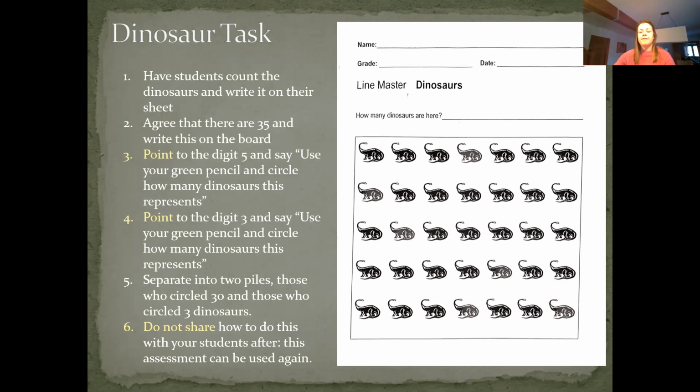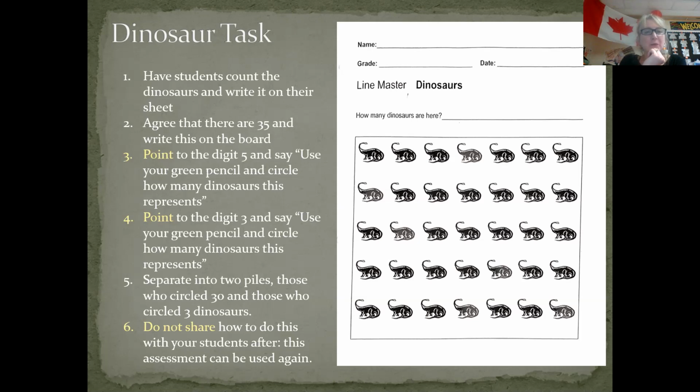You just point to the 5, and you say, with your red pencil, can you please circle how many dinosaurs this digit represents? And then you do the same thing with the 3. It's really important that we don't say 3. We just point to the digit. It's very clear with this one whether kids have place value in place or not. We're going to show you some samples of what you will probably see in several of your students. Do you want to add anything to the instructions with this, Deanna?